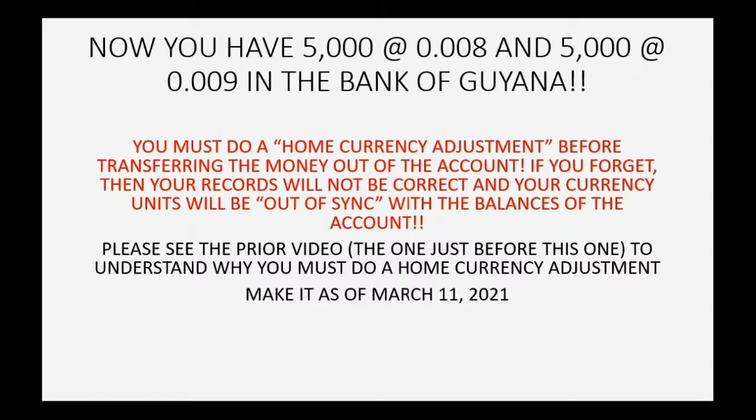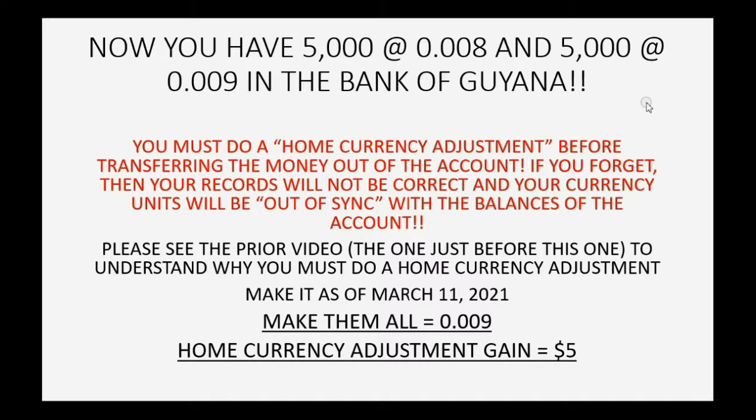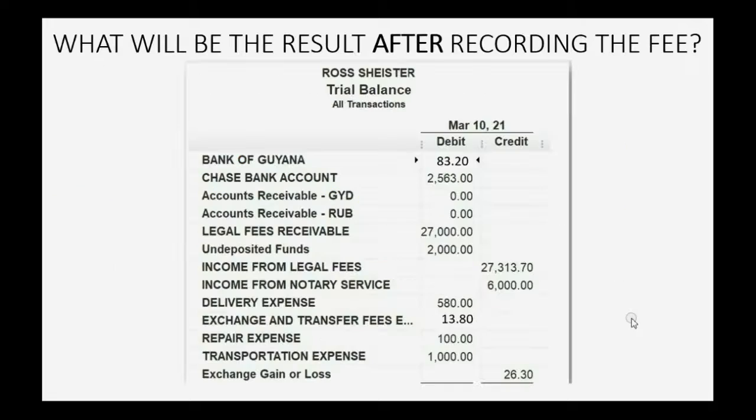Let's make the adjustment as of March 11th, the very next day. And let's make them all equal to 0.009 so that on the day that we transfer out, we don't have a problem. And the amount of home currency adjustment gain should be $5 because it's only 0.001 times the 5,000 that went in at 0.009. So let's go ahead and adjust it.